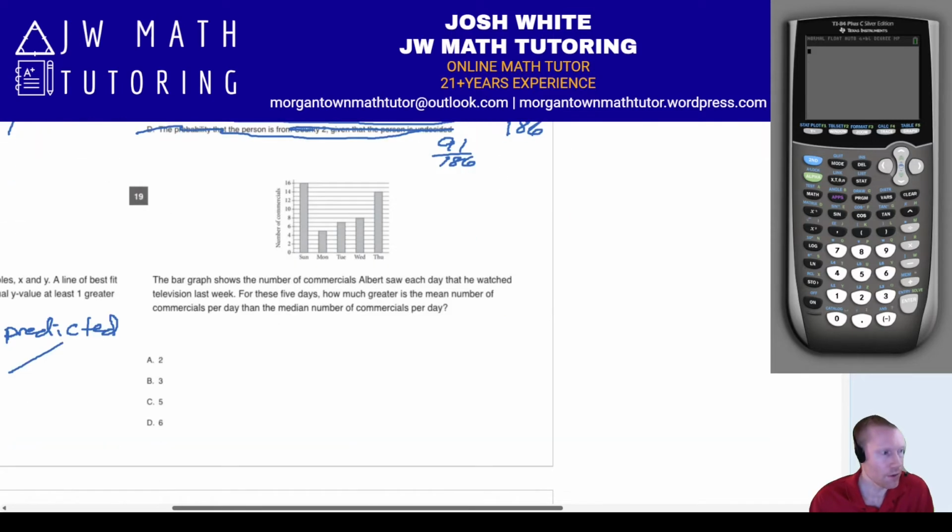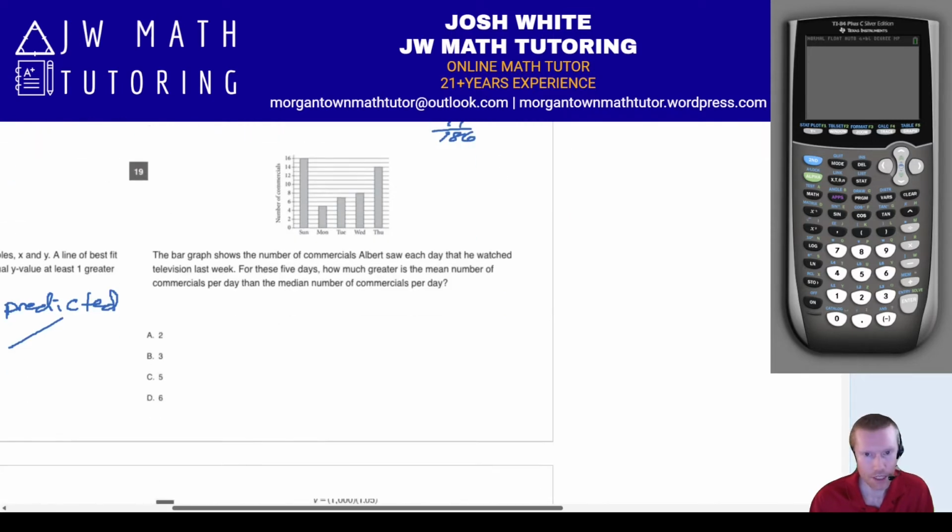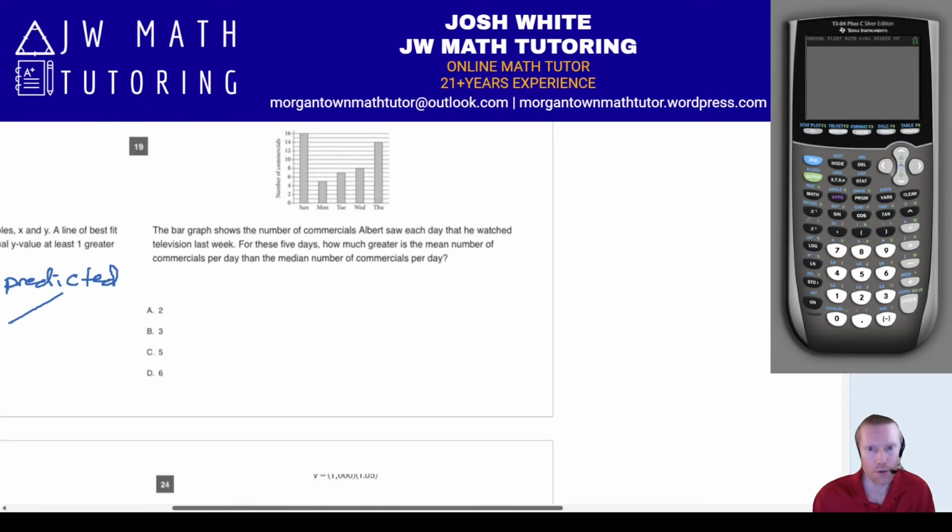Next up, below that, we have problem number 19. Here we basically have a bar graph, and it's asking about the difference between the mean number versus the median number of commercials per day. So we have two things to calculate here. First, for the mean or for the average, we're going to take these values from each day and we're going to add them all up and then divide by the total number of days, which is 5.